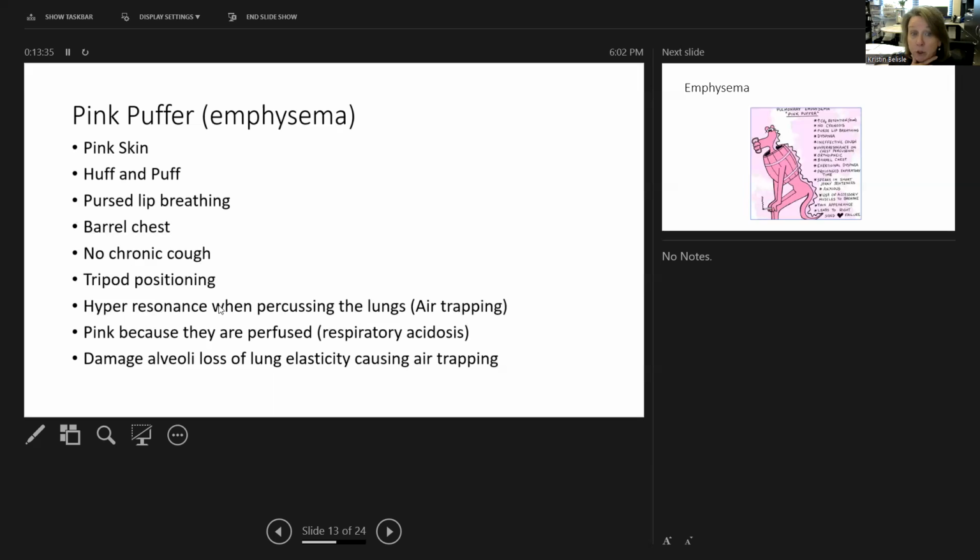Pink because they are perfused. They are in respiratory acidosis, but it's normally towards the end or more severe part of emphysema. In the beginning, they're perfusing, they don't have hypoxia, they're still able to have somewhat of a gas exchange and things are okay. But as they progress, it worsens. They can't get the CO2 out, and that's where they'll start to go into respiratory acidosis. They're holding on to CO2. The damaged alveoli loses its elasticity, causing that air trapping, like I said.